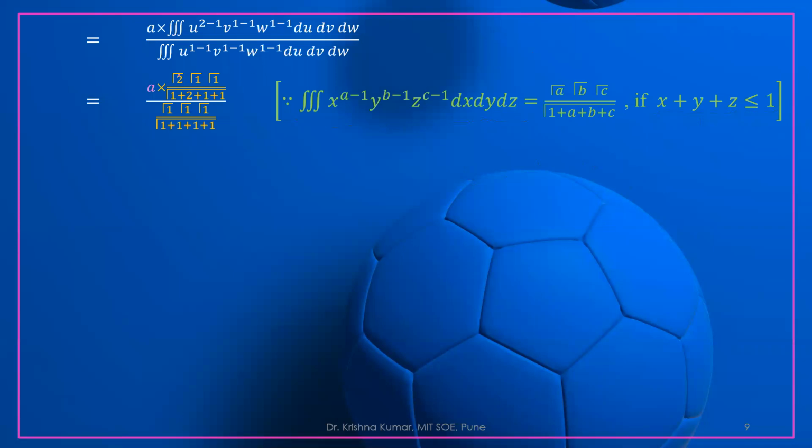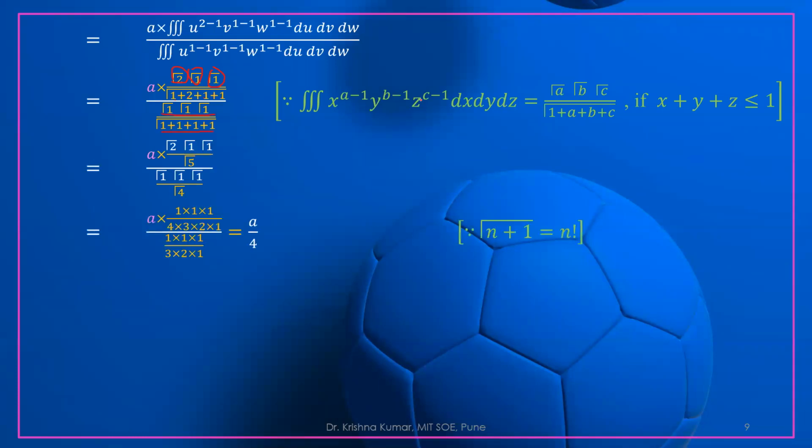So what is gamma of 1? Gamma of 2 is equal to 1 factorial. Gamma of 1 is equal to 0 factorial. It is 1 plus 2, 3, 3 plus 1, 4, 4 plus 1, 5. So it is gamma 5. Gamma 5 means 4 factorial. Gamma 4 means 3 factorial. So we can write in this manner.